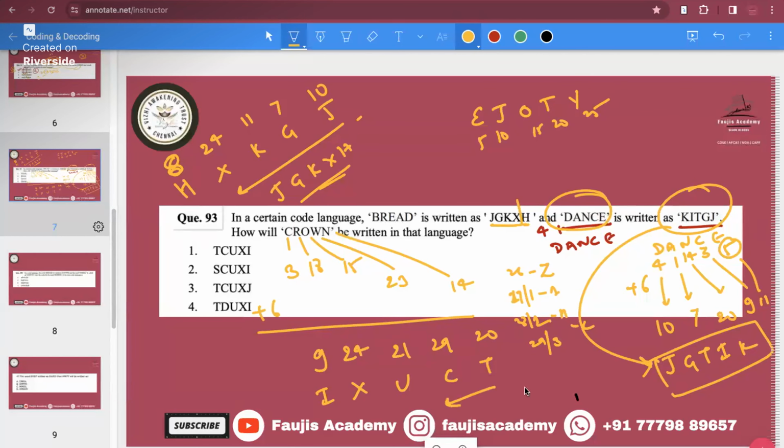So now let's reverse it. What we will get? T, C, U, X, I. Yeah. T, C, U, X, I. Yes, guys. So a few of the questions will be like that as well. Okay. And you need to be able to think in that direction, right?